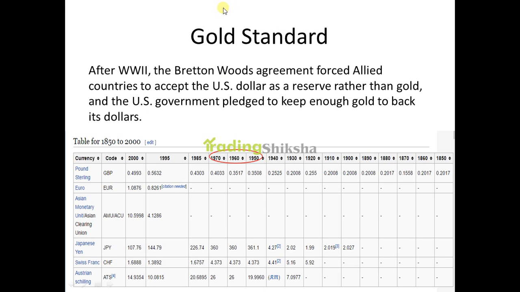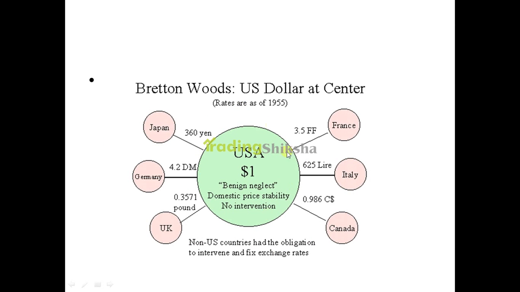So to understand why the US dollar is always rising, we need to understand why the demand for US dollar is there. To understand demand, we go back in history, to the 1940s after World War II, when there was an agreement between the Allied countries known as the Bretton Woods Agreement. The Allied countries accepted US dollar as reserve currency, and second, the US government pledged to keep enough gold to back its dollar. I will explain this point in a moment. Let's see what happened in that agreement.